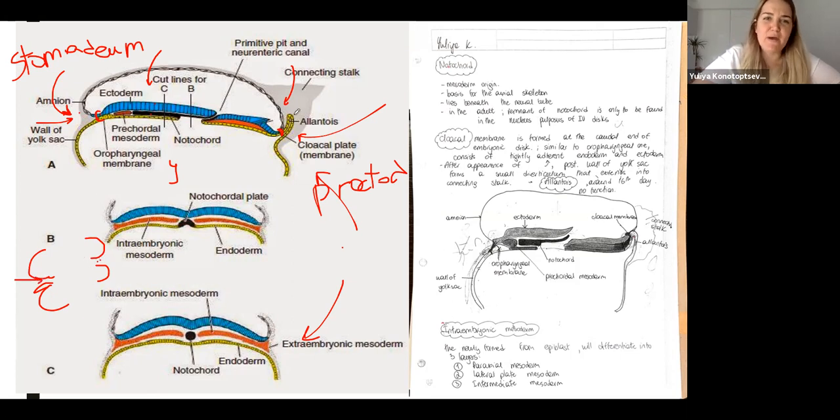So where are these membranes? They're right here. The oropharyngeal membrane will be here. The cloacal membrane will be here. So if I ask you a question, the oropharyngeal membrane ruptures into what? Where does it rupture into?